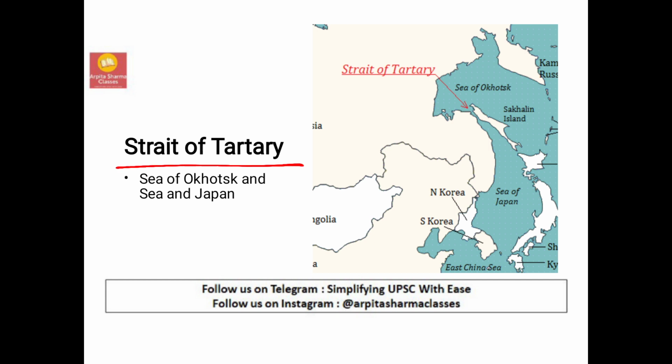Strait of Tartary. The Tartary is going to connect two seas near Japan, that is the Sea of Japan and the Sea of Okhotsk. Here there is one island which is disputed now, that is Sakhalin Island. So this Strait of Tartary is becoming important for us.